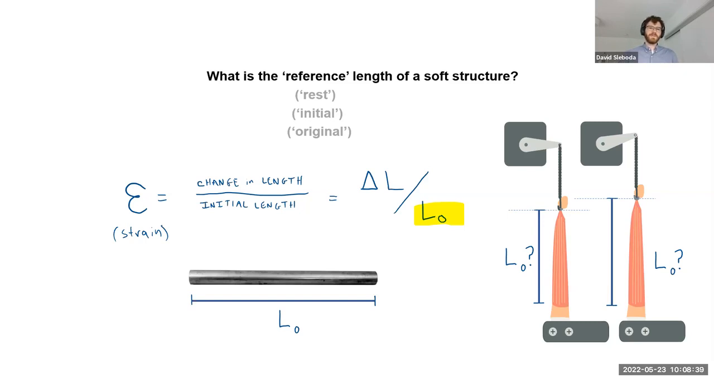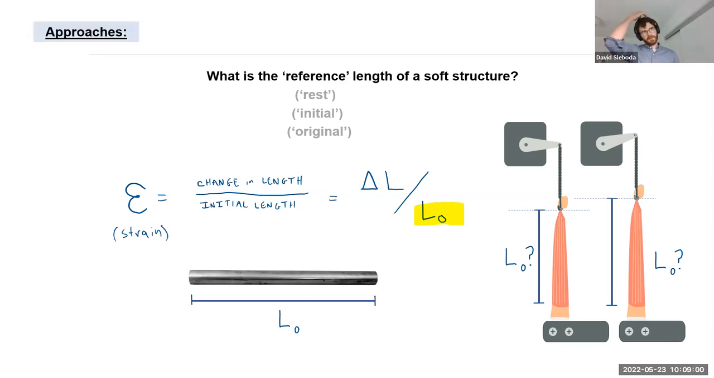And maybe more importantly, when you come back tomorrow or next week and you try to run this same experiment on another muscle from a different individual, maybe one that's slightly larger or slightly smaller, how can you be sure that the reference lengths that you're choosing are comparable across those different individuals?